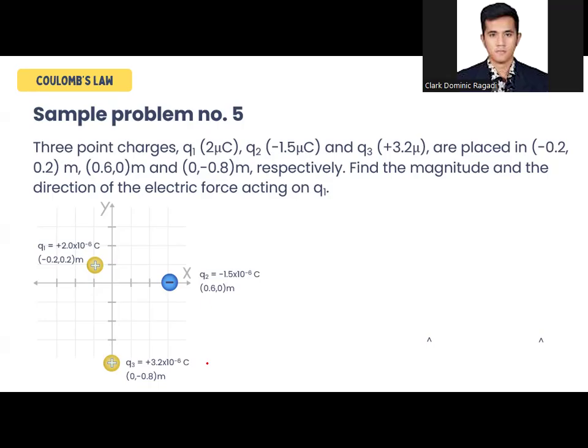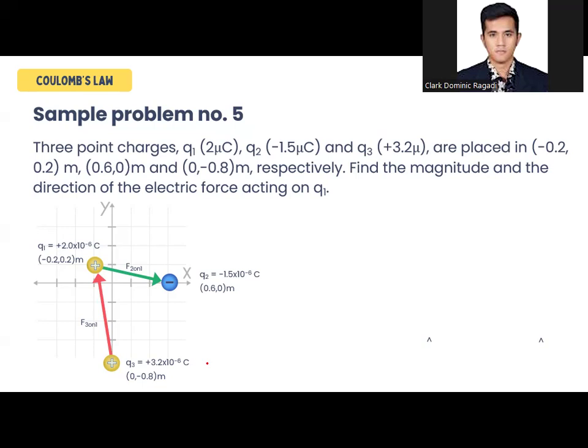So we are actually looking for the force acting on Q1. If you can see, there are actually two forces working here: the force due to Q2 and the force due to Q3. So to solve for the total force, we just need to get the resultant vector of these two forces.